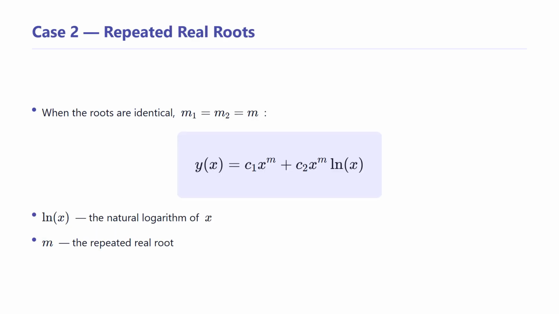This brings us to case 2, where the roots are real but identical. A second-order equation requires two independent solutions, but we only have one root, m. To find the second solution, we use a technique called reduction of order, which tells us to multiply the first solution by the natural logarithm of x. So our general solution becomes a combination of x to the power of m and x to the power of m times the natural logarithm of x.